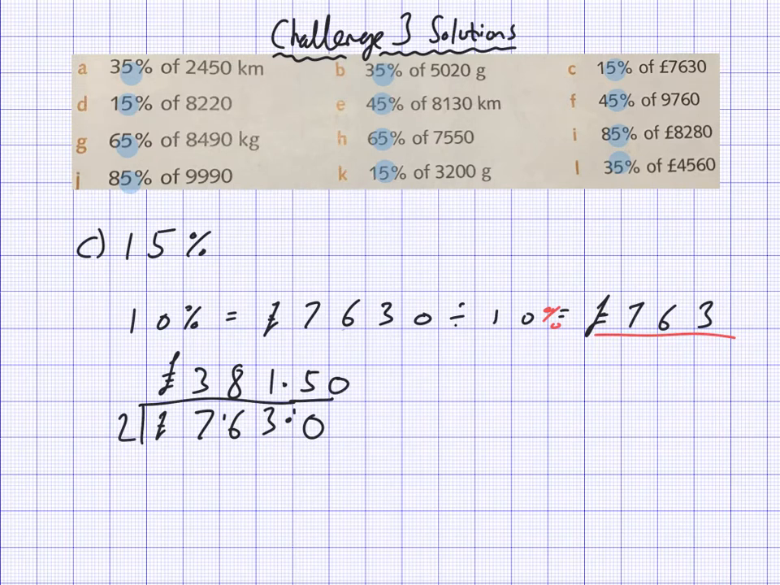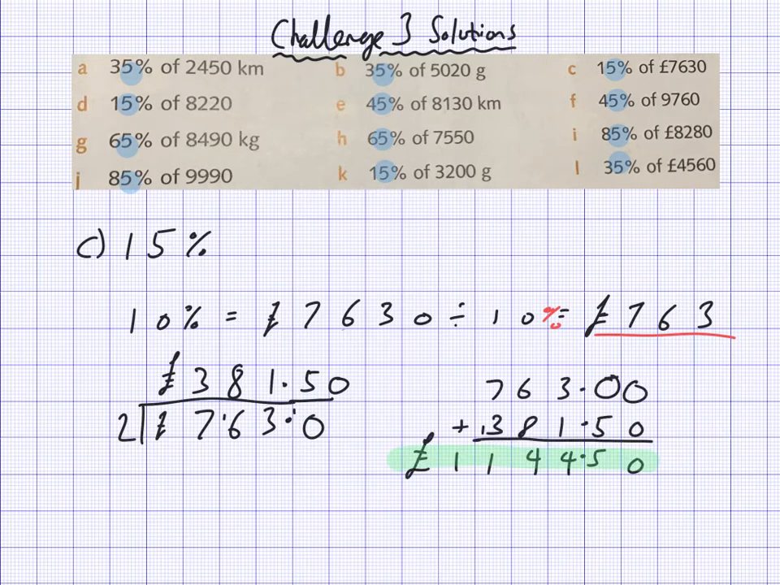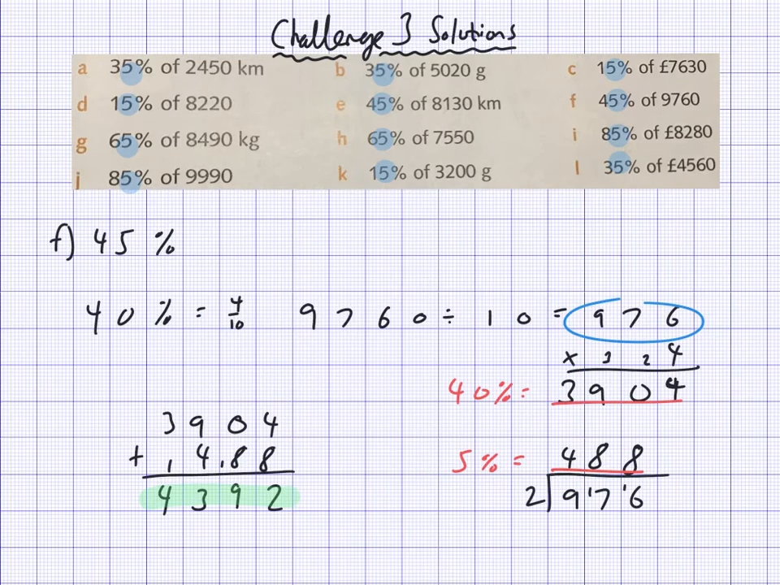Now remember, when I did that, I had a remainder at the end of my whole number, carried it over, made a 10th house, used 0 as a placeholder, which gave me 10, divided by 2, and that was 5. I added the 10% and the 5% together to make 15%, and I got £1,144.50.